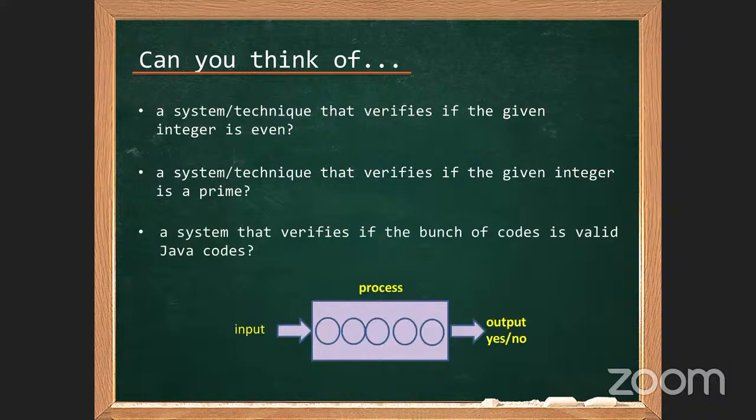So the point is, when you have a question or when you have some data, and when you have a method, the data is processed. And at the end, you have some outcome, some output, yes or no, okay or not okay.